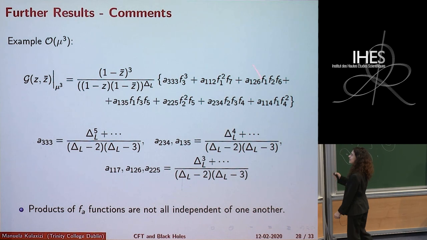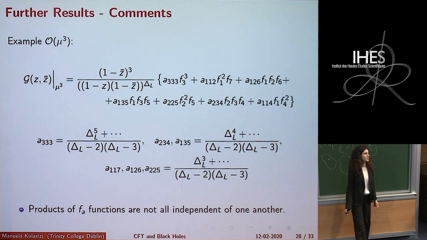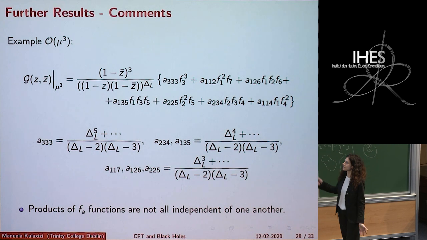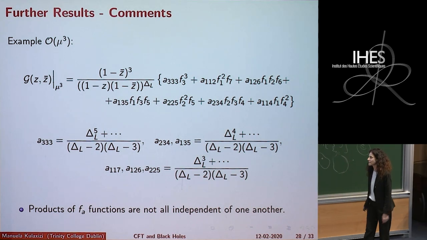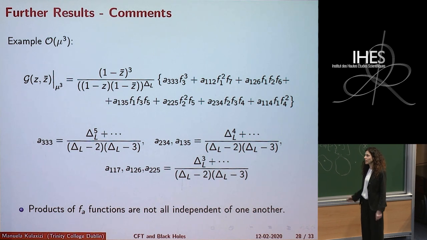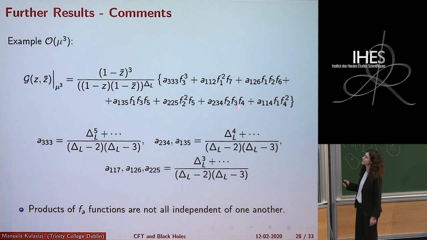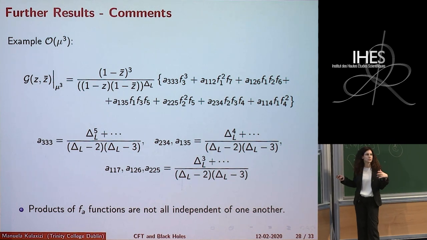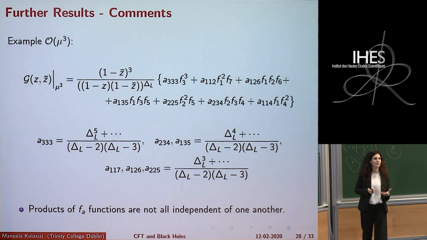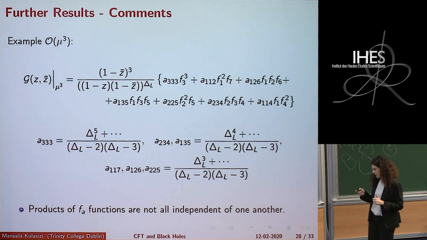So we use this ansatz, and by solving the crossing equation, we were actually able to see that it's true and determine these coefficients explicitly. However, there was a slight disappointment in that we noticed that these hypergeometric functions are not really a true basis of something. Some of them were not independent from the others.